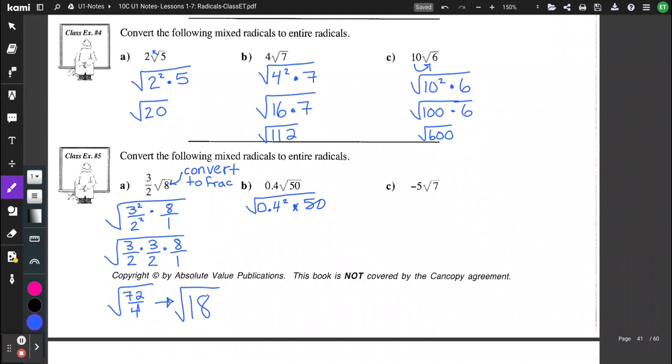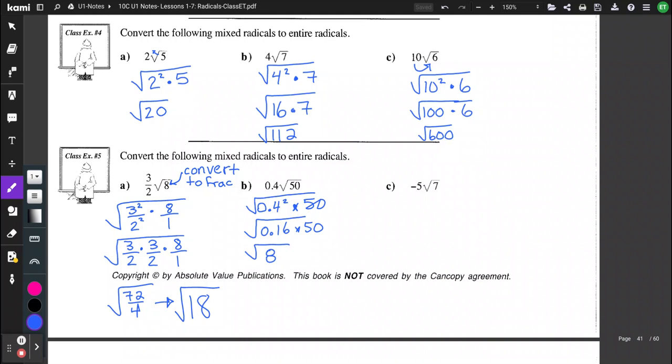All right, so now we're going to go 0.4 squared. That's going to be 0.16. So now I've got 0.16 times 50. And you literally just do that in your calculator, and that's going to give you 8. So square root 8. So 0.16 times 50, if you do that, you're going to get an 8.